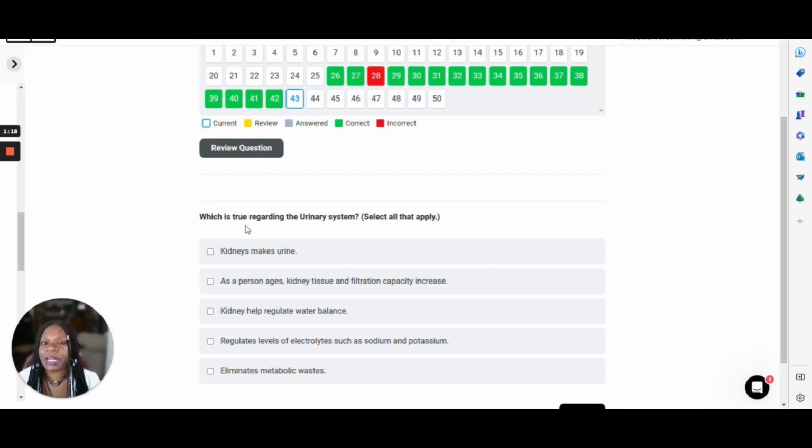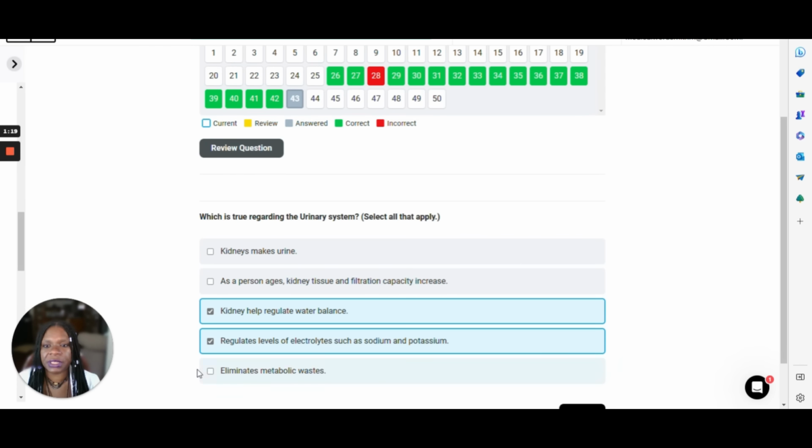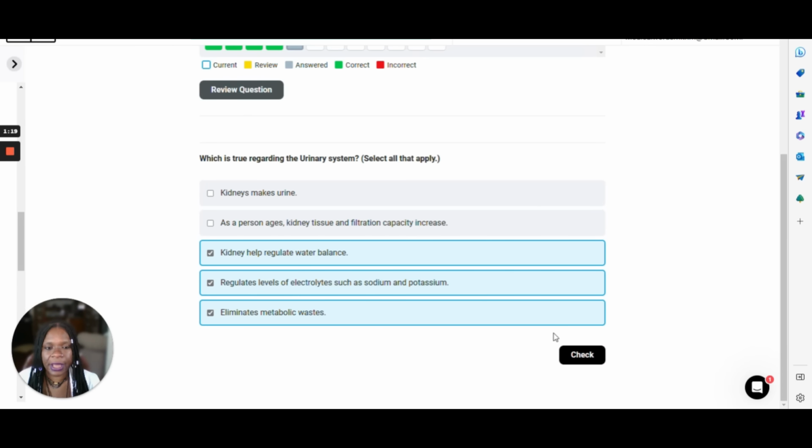Which is true regarding the urinary system? Select all that apply. So yes, there's gonna be some of these on your test, so hopefully not too many. So is it the kidneys make urine? As a person ages, kidney tissue and filtration capacity increase? Is it the kidneys help regulate water balance? Or is it that they regulate the levels of electrolytes such as sodium and potassium? Or is it eliminates metabolic waste? Now, these are all the functions of the urinary system. Okay? For this particular question, we're going to go with the last three, and here is why.